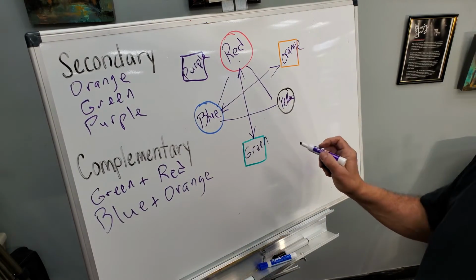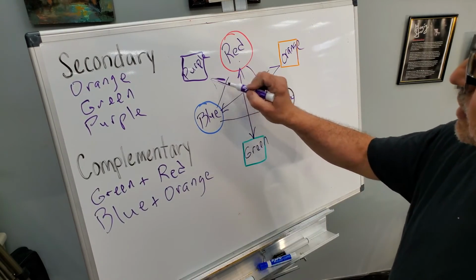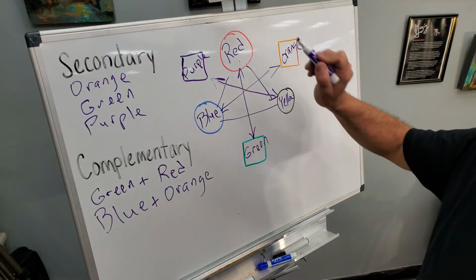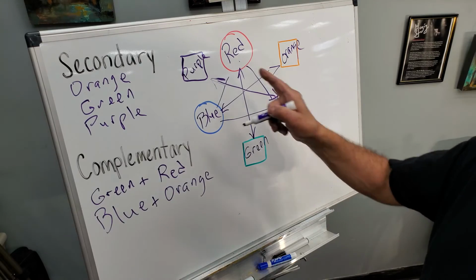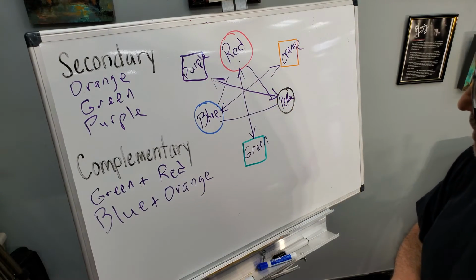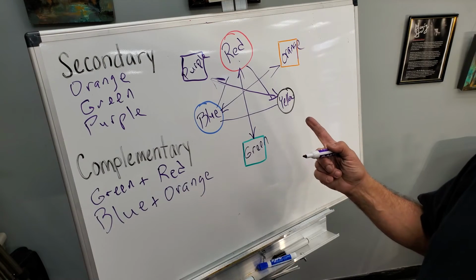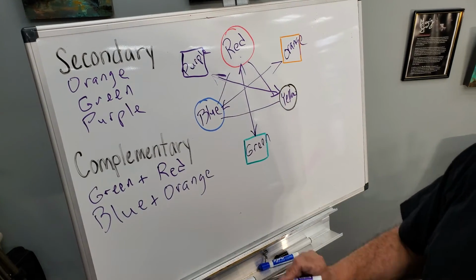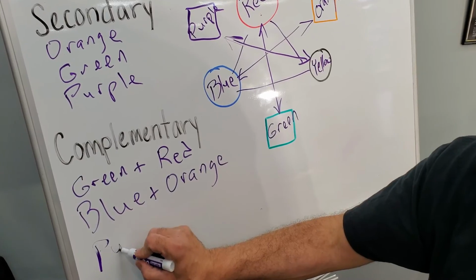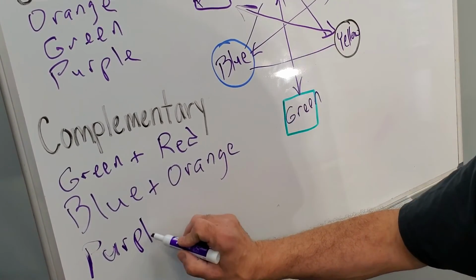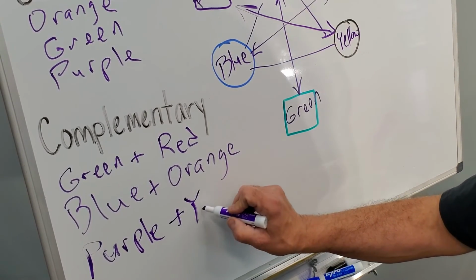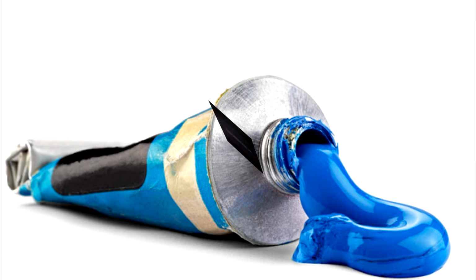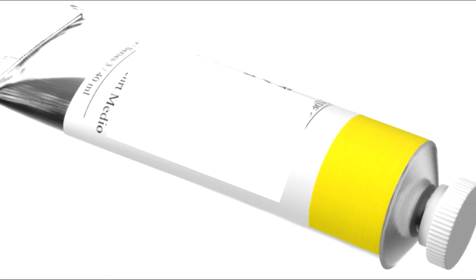Now, yellow and purple are complements. Why? Because the way you make purple is with blue, which is a primary color, and red, which is another primary color. That will give you purple if you mix those two together. But what's left that's not being used, that's a primary, is yellow. So yellow becomes the complement of purple. So let's put purple and yellow together.